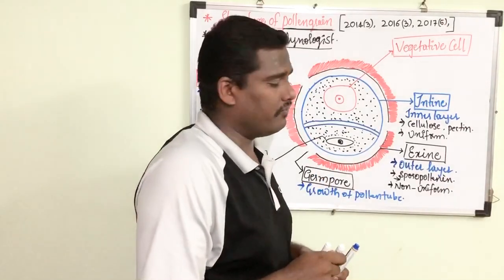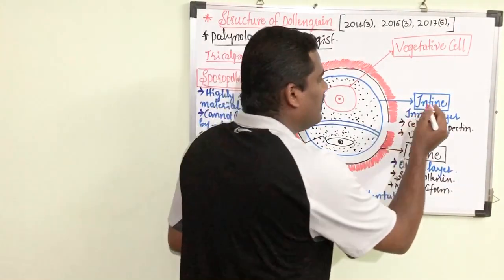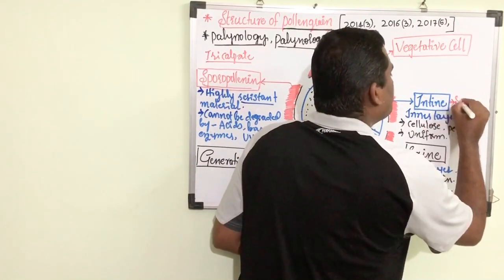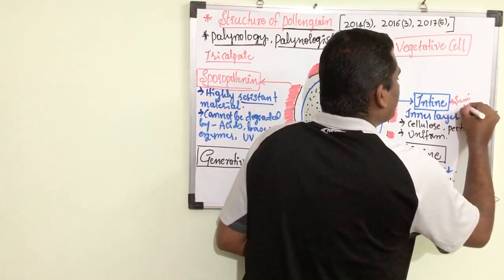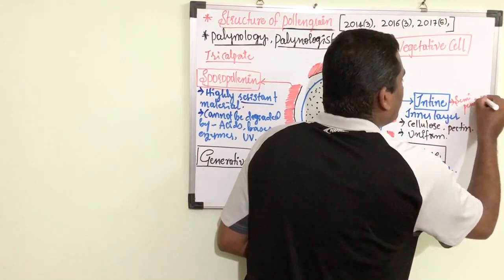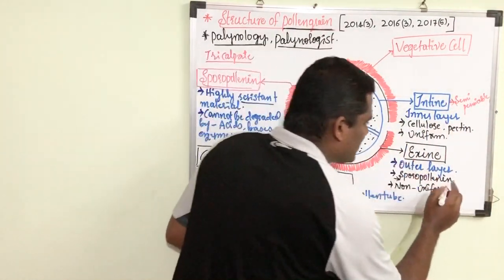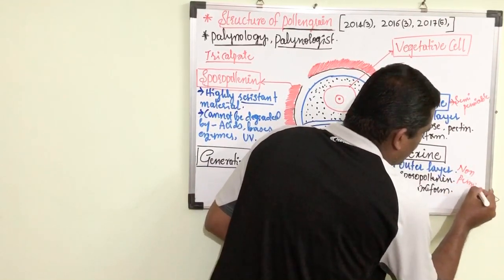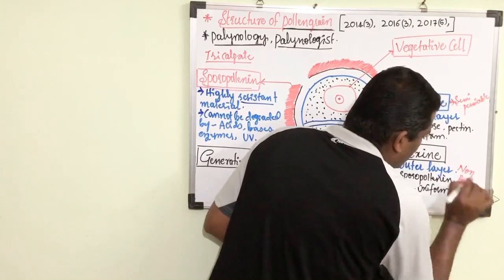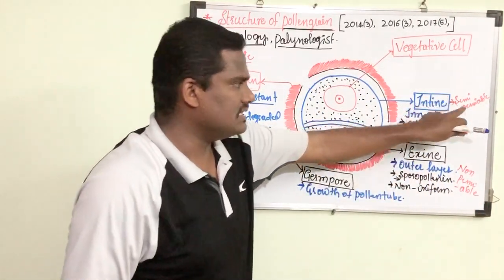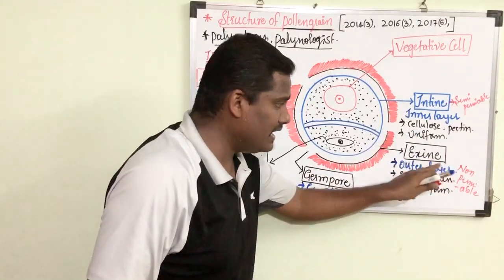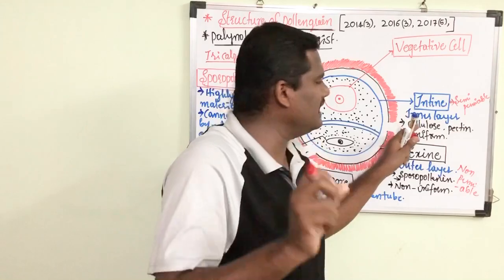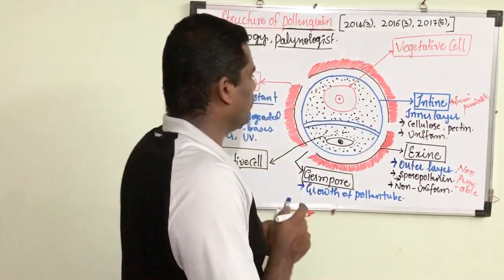One more very important point that we have skipped here. Intine is semi-permeable, whereas exine is non-permeable. Intine is semi-permeable and exine is non-permeable. That means intine is behaving just like the plasma membrane of our cell.